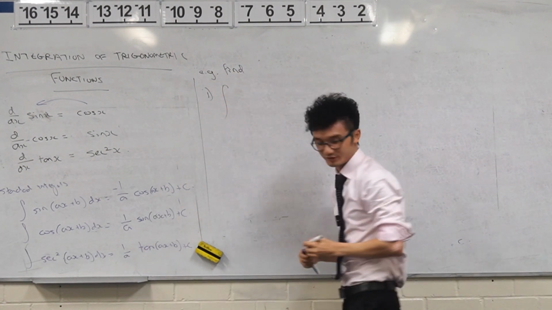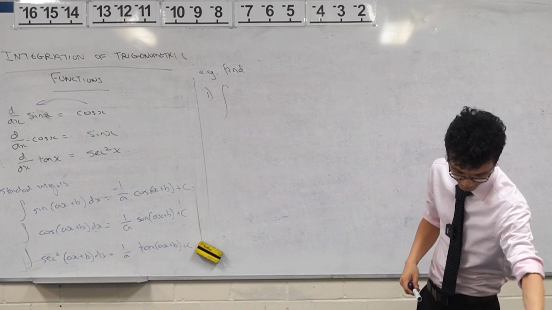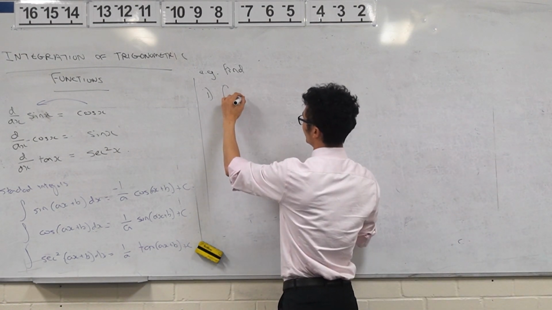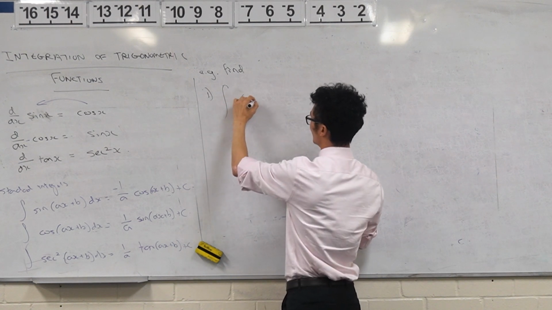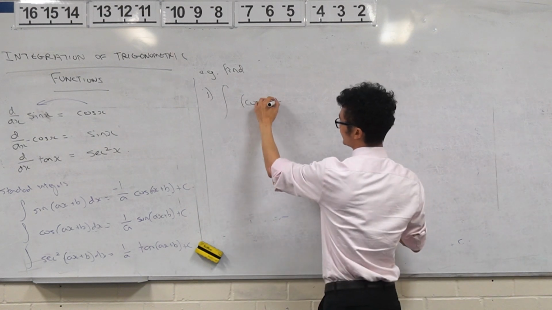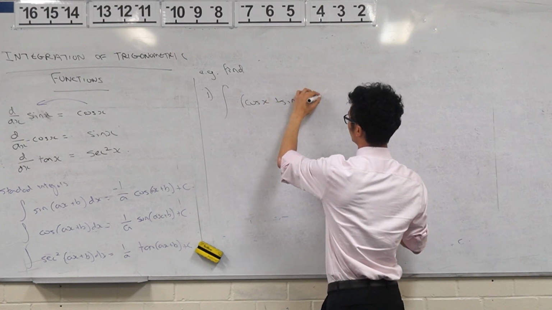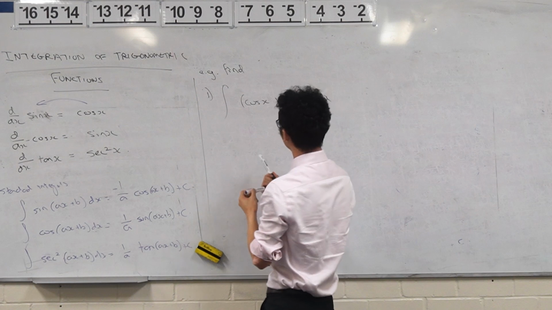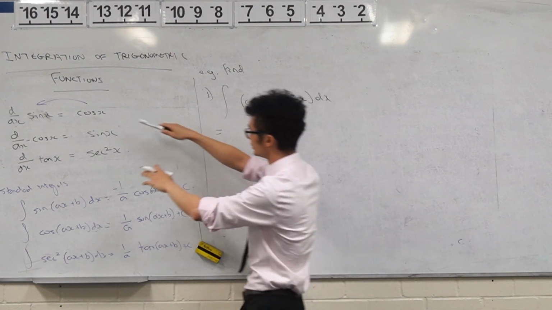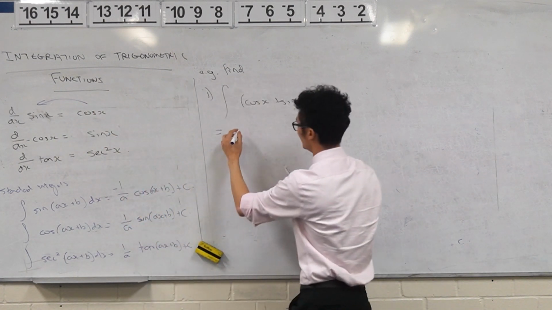So let's look at finding some integrals. Let's go ahead and find something like this: cos of x plus sine of x. So this one here is our standard form. I'm thinking, okay, what's the integral of cos of x? That just becomes sine of x.